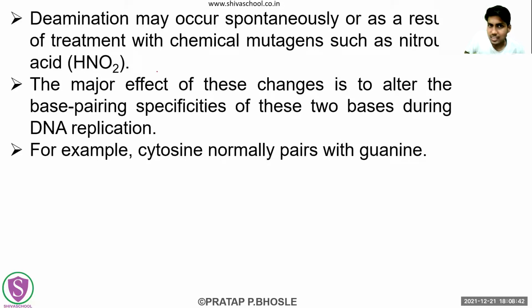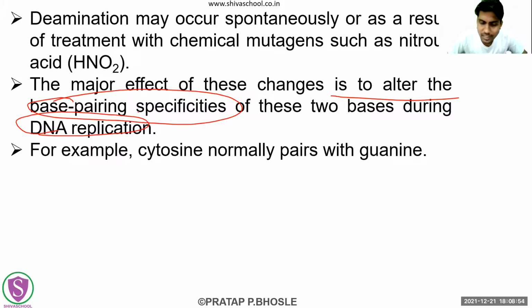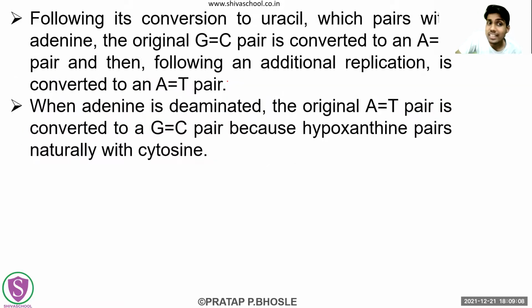So this may occur spontaneously. Okay, and this will ultimately give what? Alter the base pairing specificity. Ultimately, all the base specificity we had, initially we wanted adenine only, but right now because of these difficulties faced by the DNA polymerase, you are getting what? Different kinds of bases at that location. So this will create some problem.